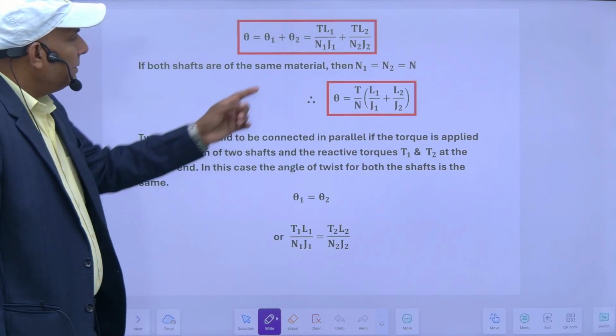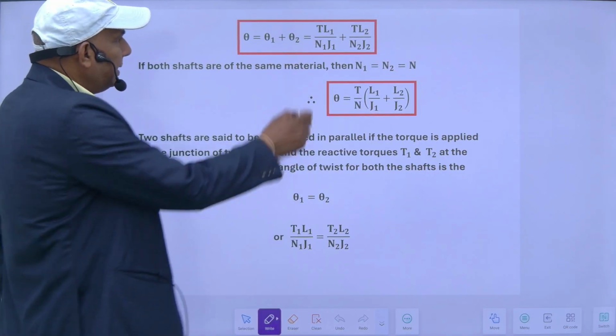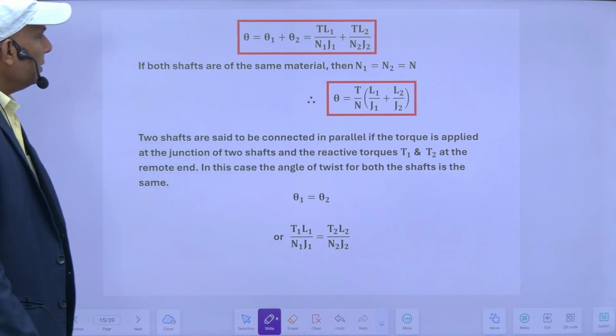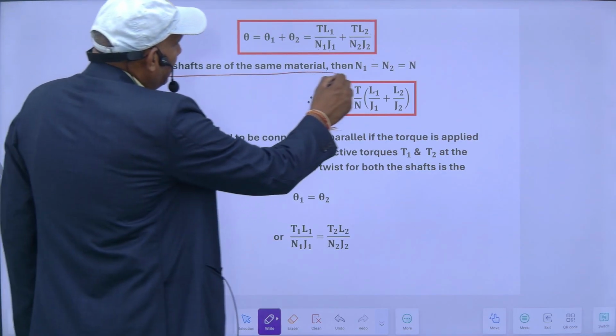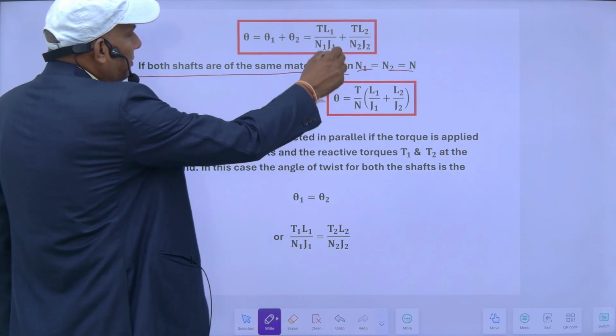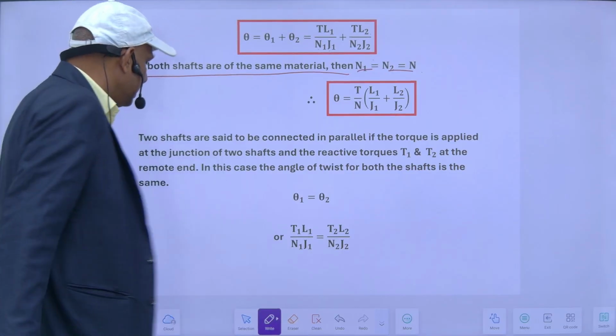So this will be corresponding theta 1 is equal to T L1 upon N1 J1 plus this one. So this is the case of, suppose if both have the same material, then N1 is equal to N. So T and N we can take common. So it will be L1 upon J1 plus L2 upon J2.